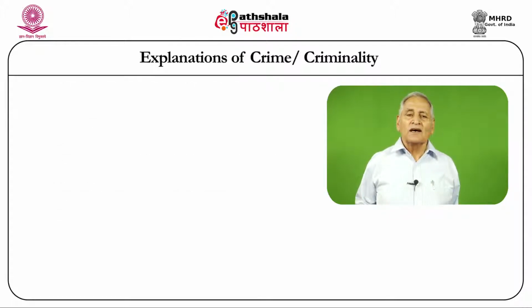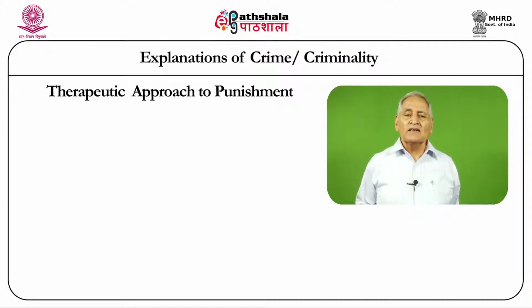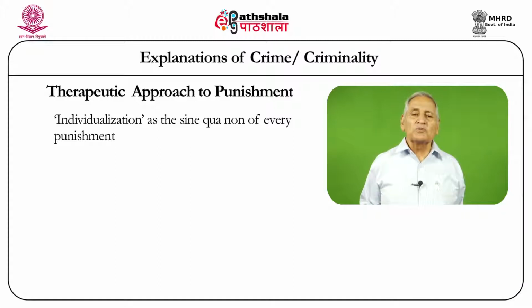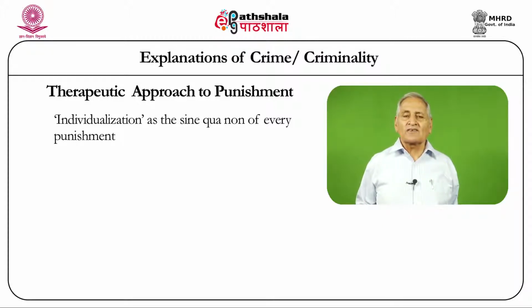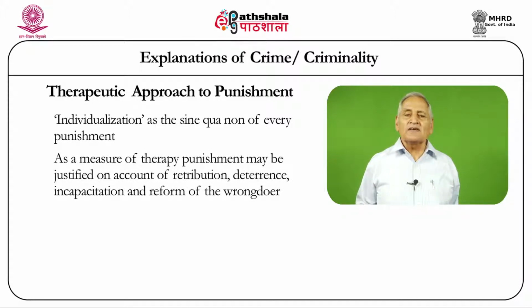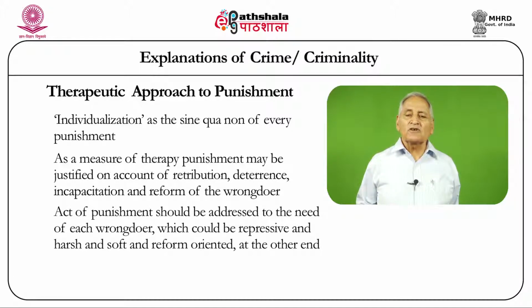Now the therapeutic approach, on the contrary, says that punishment is to be given as a measure of individualization. Therefore, individualization of punishment is the sine qua non of every punishment. As a measure of therapy, punishment may be justified on account of retribution, deterrence, incapacitation, and reform of the wrongdoer. The third component of the therapeutic approach is that the act of punishment should be addressed to the needs of each wrongdoer, which could be repressive and harsh at one end, and soft and reform-oriented at the other end.